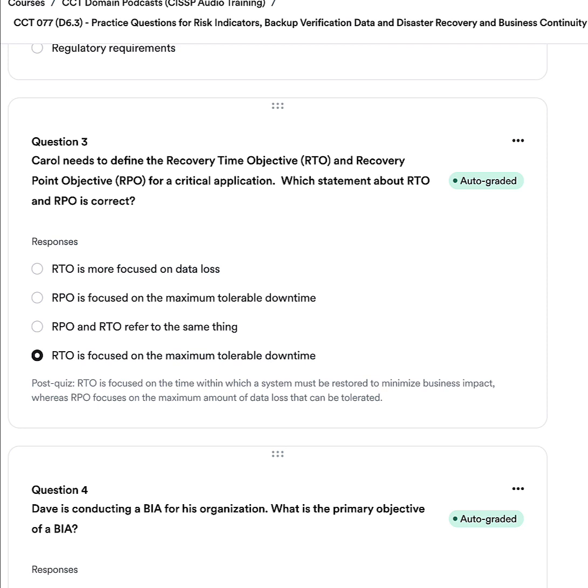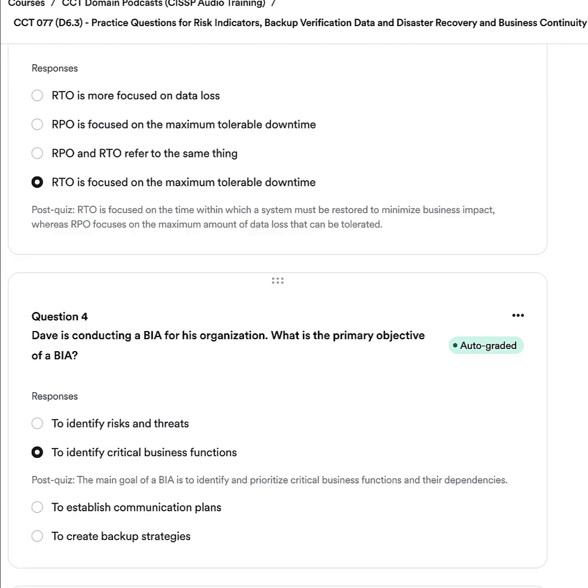So if you break this down, RTO is focused on the maximum tolerable downtime. That's RTO, Romeo Tango Oscar. RPO is focused on data loss itself. So A obviously would get you tricked up if you focused on it, because it says RTO is more focused on data loss, which is incorrect. That would be your RPO, Romeo Papa Oscar. So again, the correct answer is RTO is focused on the maximum tolerable downtime.